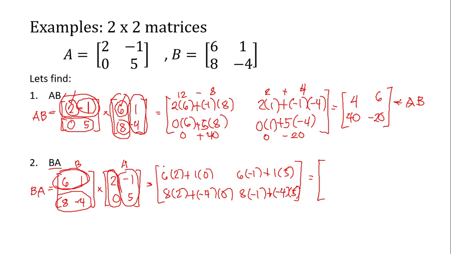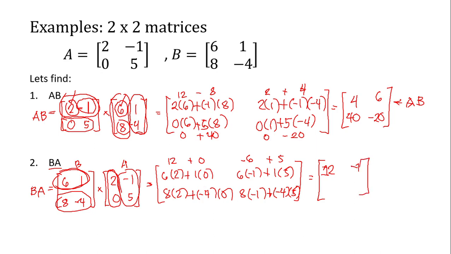So, we have 6 times 2 is 12. 1 times 0 is 0. So, we have 12 plus 0 is 12. Next, 6 times negative 1 is negative 6. 1 times 5 is 5. So, negative 6 plus 5 is negative 1.